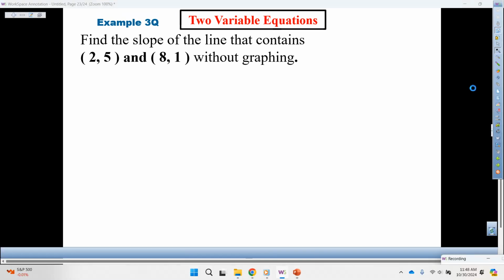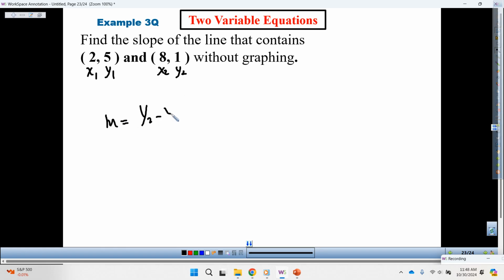All right, here we go. So, if we read this from left to right, which is my first point? The one on the left or the one on the right, Mario? Yes, so that means we're going to label this one x sub 1, y sub 1. Which means this one has to be x sub 2, y sub 2. All right, so I write my formula: y sub 2 minus y sub 1 over x sub 2 minus x sub 1. I write it again with blanks: blank minus blank on the numerator and denominator.